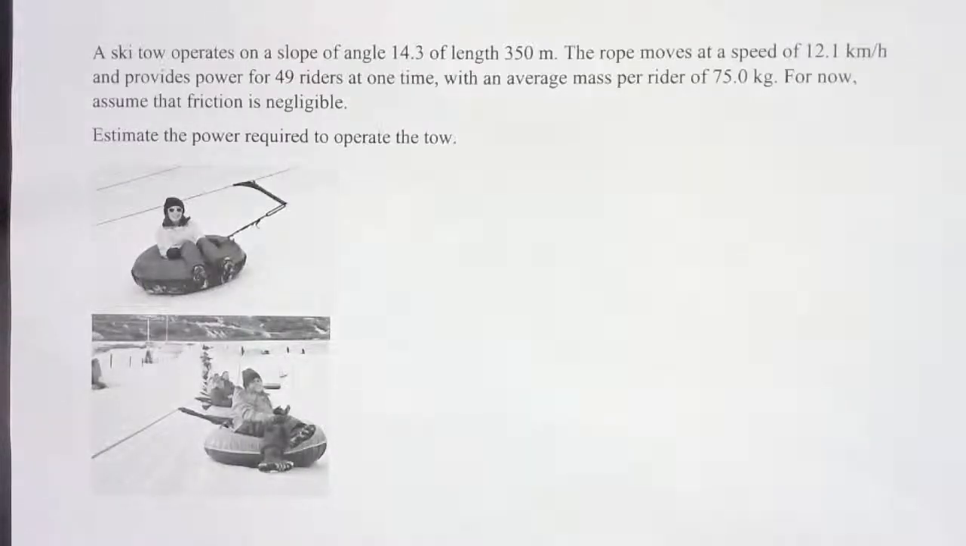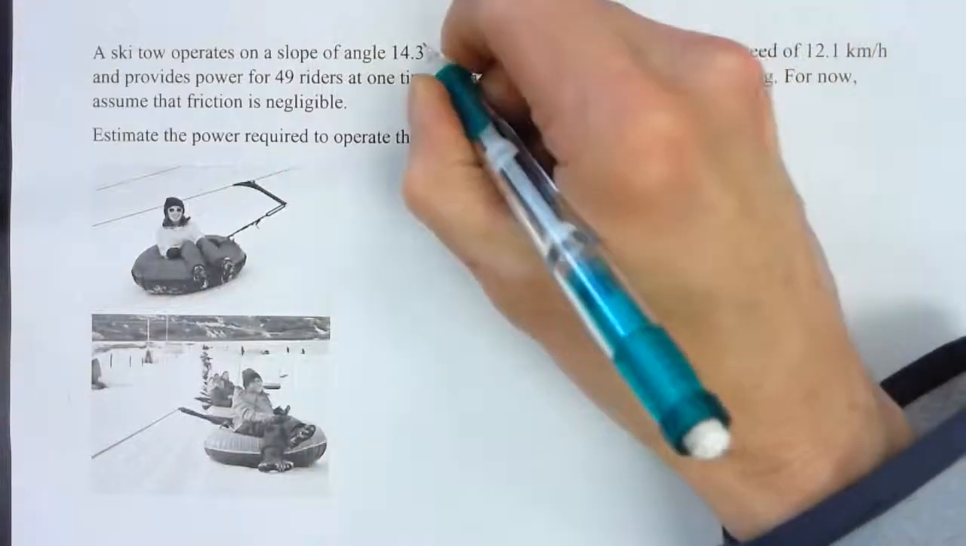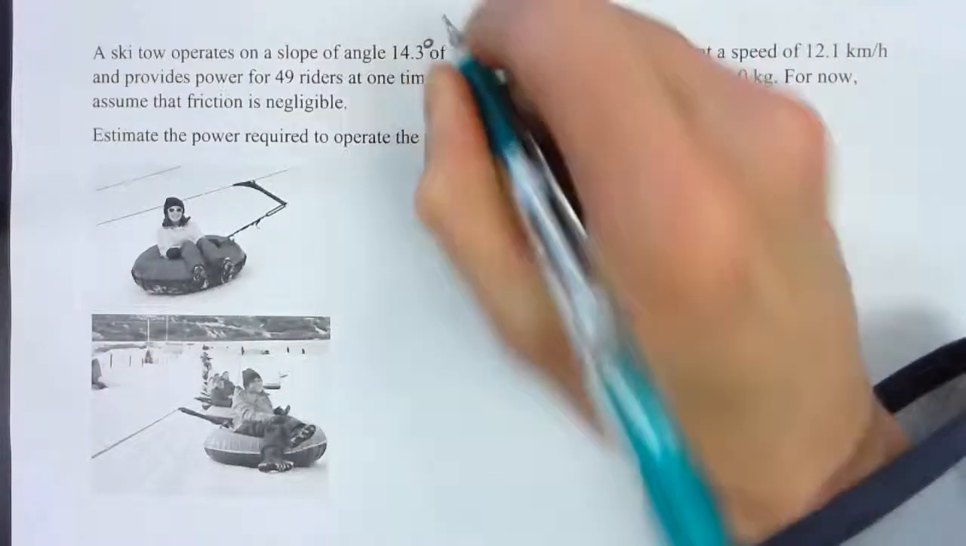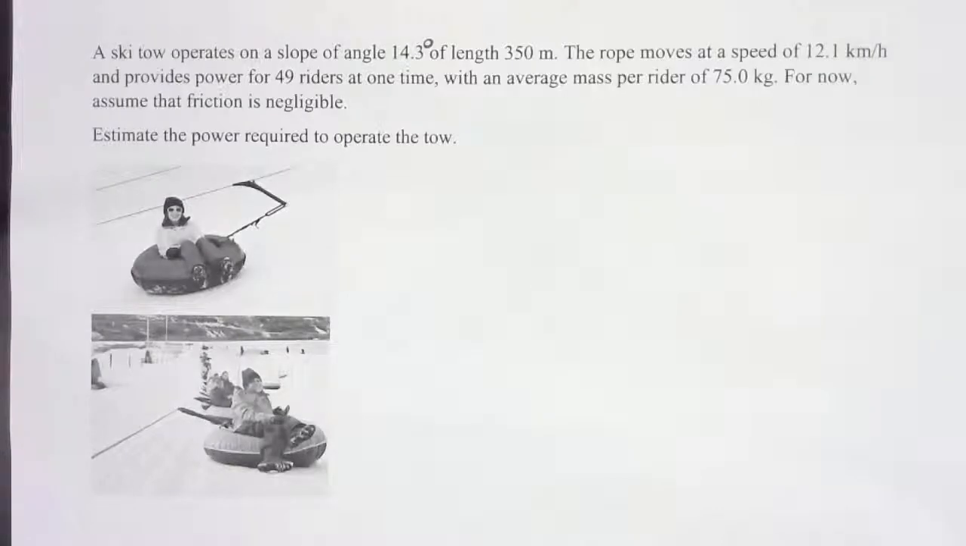Okay, here's a more difficult power problem that you might have to solve. But actually, this is attached to a homework problem you do have to solve. And here we have a ski tow that operates on a hill, a slope of angle 14.3 degrees. And it has a length of 350 meters.